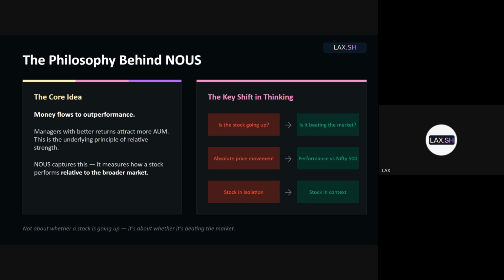Okay. So take another example. I'm not talking about now. I'm talking about, let's say, 3 years ago or 4 years ago or 5 years ago. Okay, 3 to 5 years ago. What was the most popular PMS scheme in India? Most popular PMS 3 years ago, 5 years ago. Which one was the most popular PMS scheme in India?